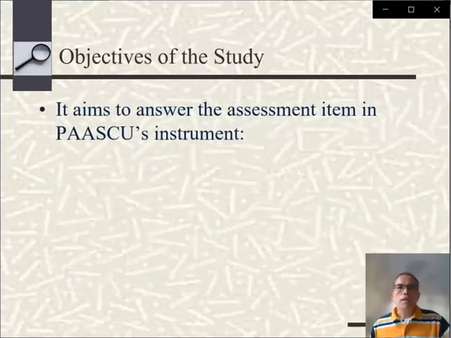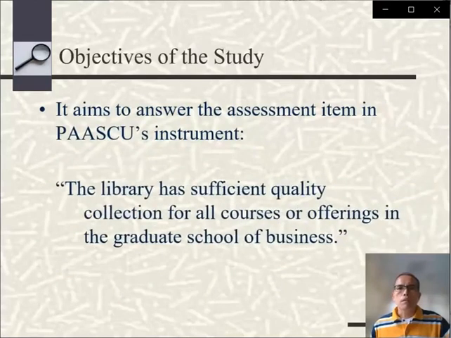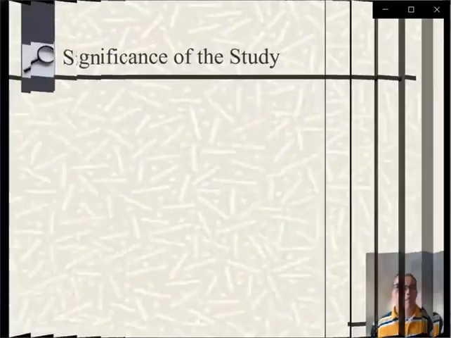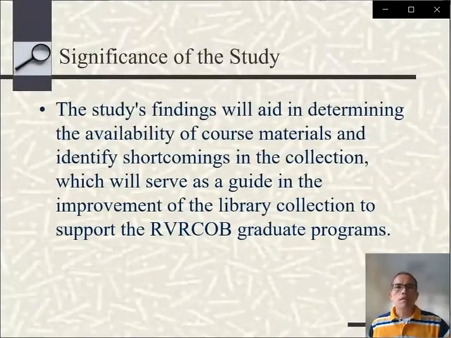And lastly, it aims to answer the assessment item in PASCO's instrument. That is, the library has sufficient quality collection for all courses or offerings in the Graduate School of Business. The significance of the study will aid in determining the availability of course materials and identify shortcomings in the collection, which will serve as a guide in the improvements of the library collection to support the RBR graduate programs.